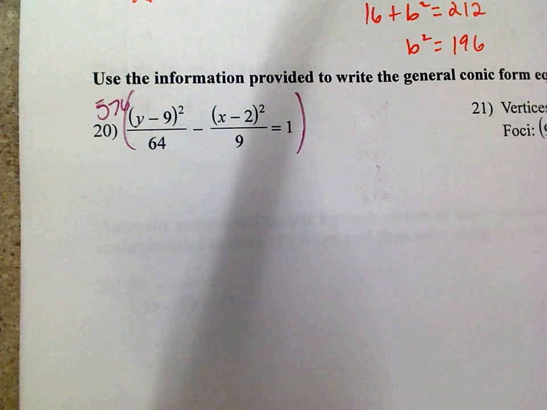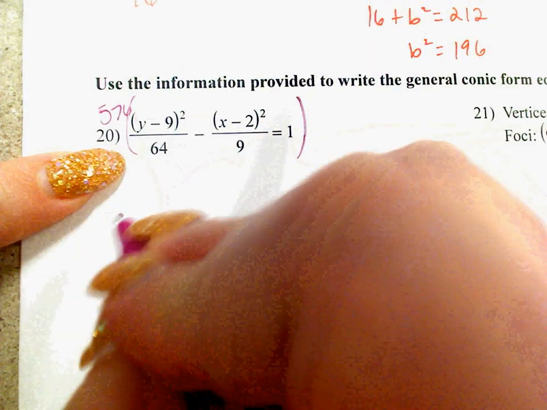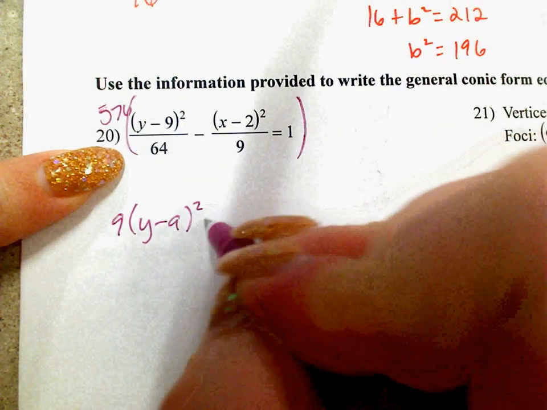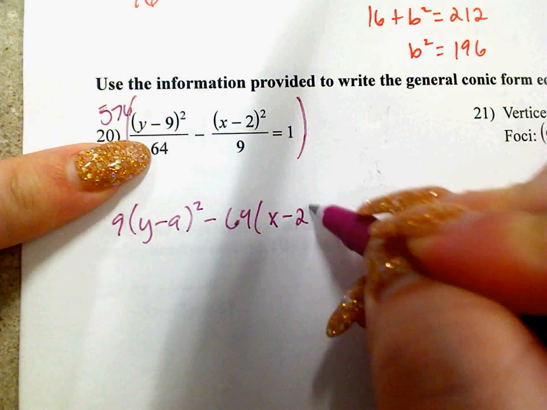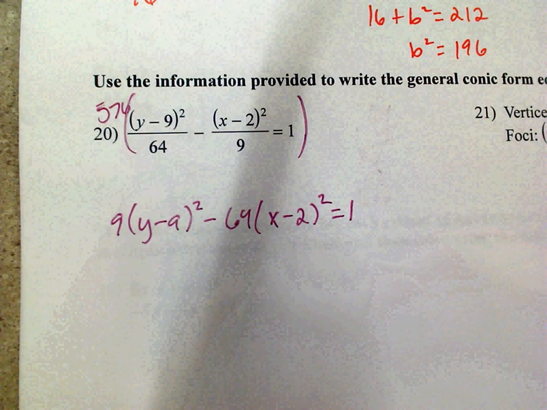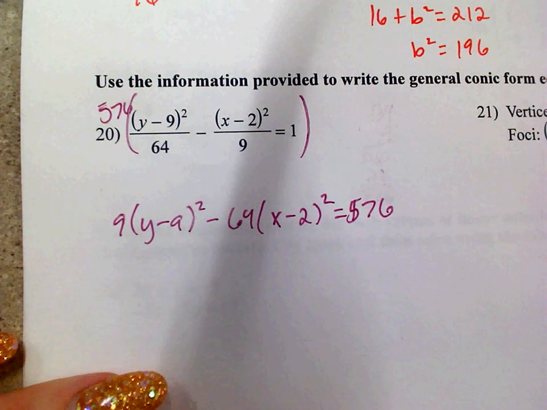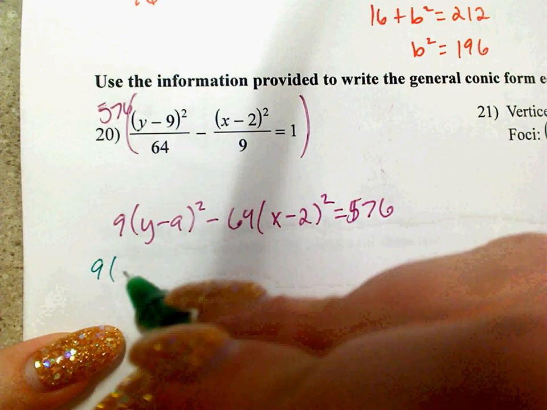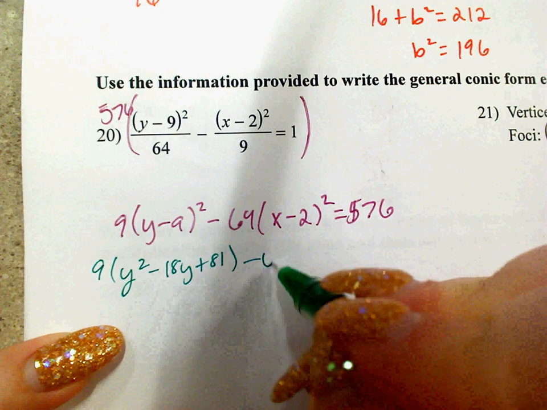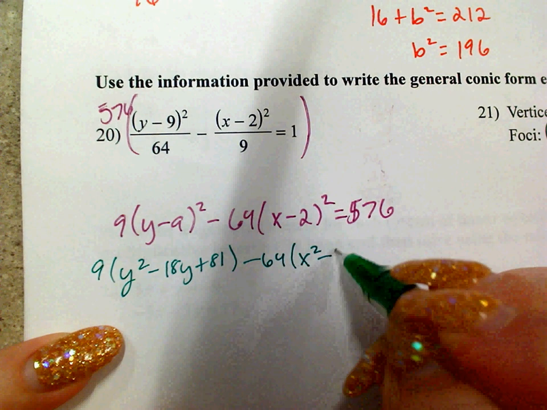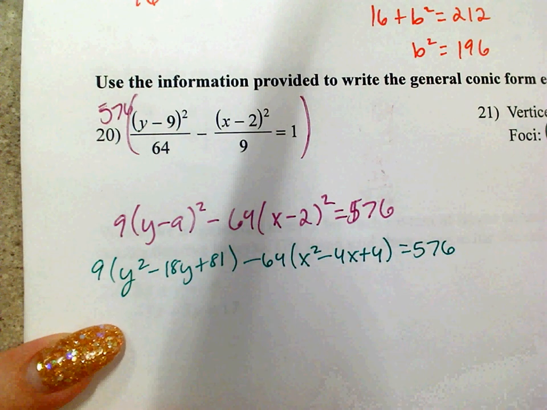Now 576 divided by 64 is 9. So I've got 9 times (y minus 9) squared minus 576 divided by 9 is 64 times (x minus 2) squared equals 576. Gotta distribute it to everything. Now I'm going to expand (y minus 9) squared: y squared minus 18y plus 81, minus 64 times (x squared minus 4x plus 4). I'm going to go ahead and subtract that over on the next line.